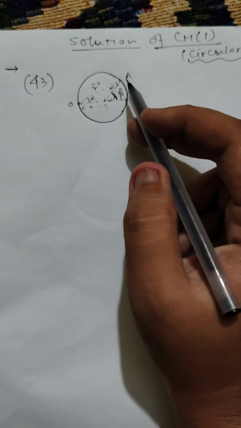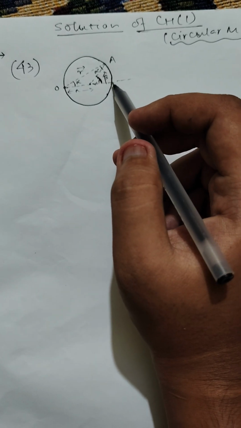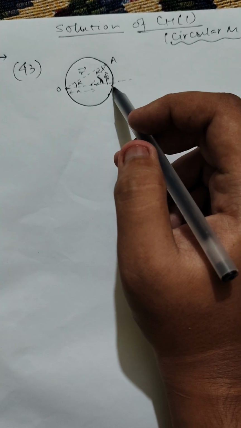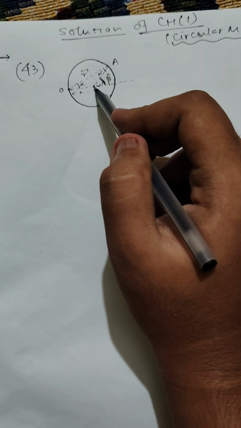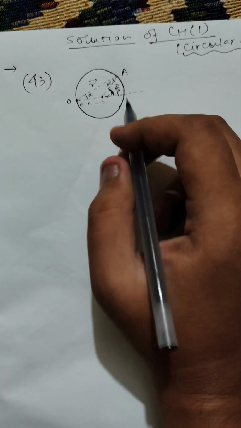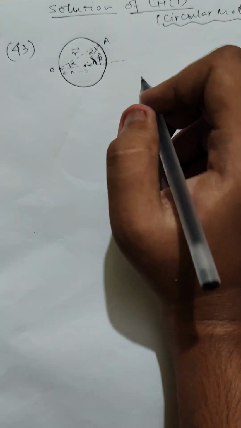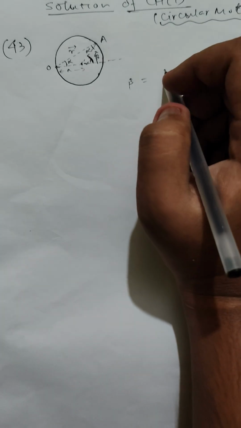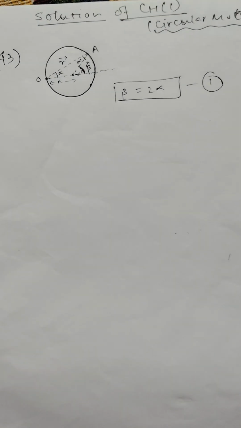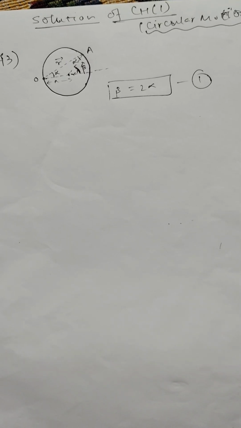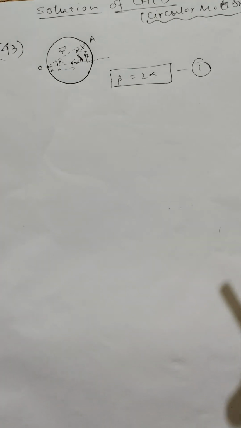So what do you think beta is? Beta is the angle of the position with respect to A. So according to the triangle law, we can say that beta equals 2 alpha. This is the first equation we can conclude from this. We also always know the triangle property that the exterior angle is equal to the sum of the opposite angles. So beta equals 2 alpha.